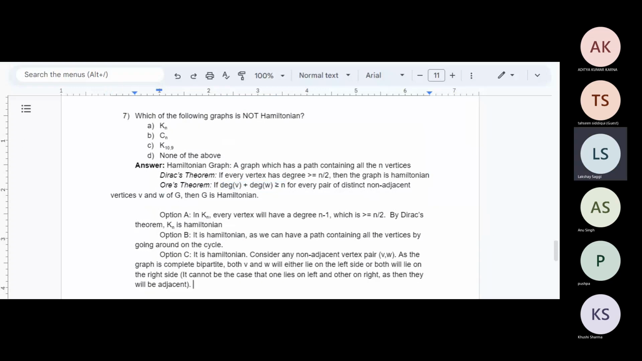So why will this be the case? Let's just take two cases. Let's assume V and W to be on the left side. So basically both are on the left side of the graph. So there are 9 vertices on the right side and 10 vertices on the left side. So every vertex on the left side will have 9 edges, right? 9 neighbors, because there are 9 vertices on the right side, and it's a complete bipartite graph. So both V and W will have edges to these 9 vertices which are lying on the right side.